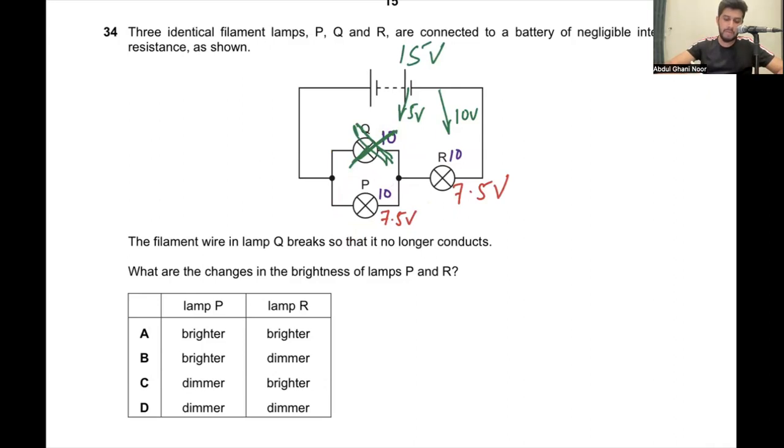तो इस वाले बल्ब के लिए 5 था, 7.5 हो गया, तो लैम्प P क्या हो जाएगा? ब्राइटर हो गया. लैम्प R ऑन दी अदर हैंड, पहले उसको 10 वोल्ट्स मिल रहे थे, अब कितने मिल रहे हैं? 7.5 वोल्ट्स मिल गए. वो क्या हो जाएगा? डिमर हो जाएगा. So the answer is B. Lamp P becomes brighter, R becomes dimmer. You don't need to substitute any values, but it just helps out.